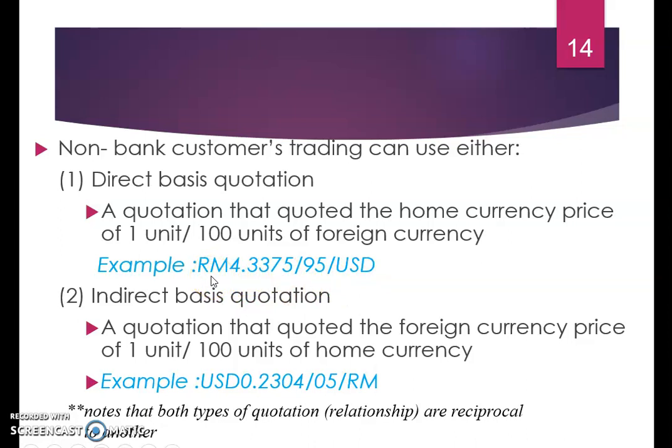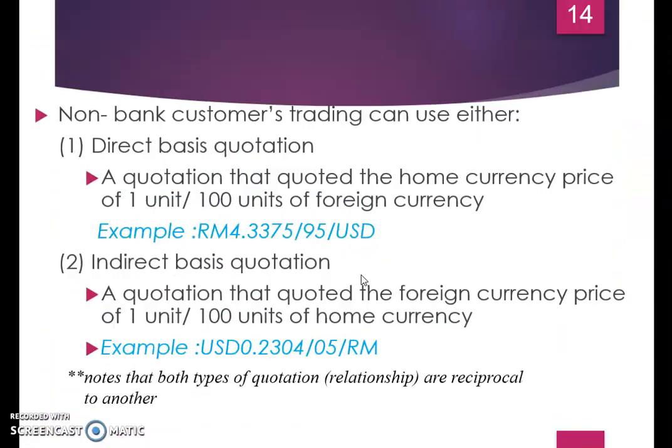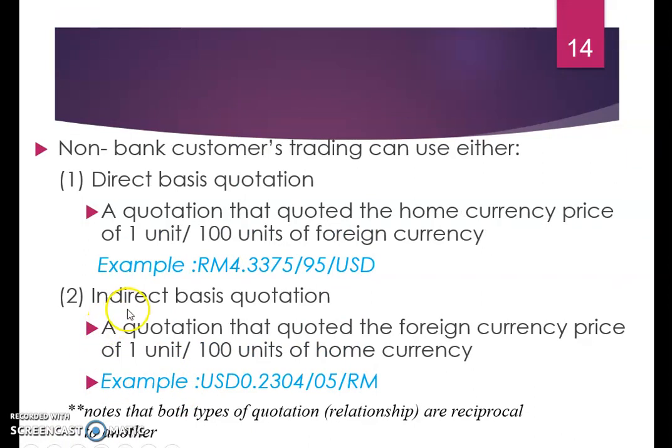Why direct quotation? Because the front is our home currency. Because we are Malaysian, Ringgit Malaysia is our home currency, and at the end of the quotation is the USD. USD is a foreign currency. So, what is the indirect basis quotation? That's the vice versa relationship. If a direct basis quotation, we start with the home. Indirect quotation, we start with the foreign. We put the foreign currency up front, which is the USD, and at the end of the quotation is RM.